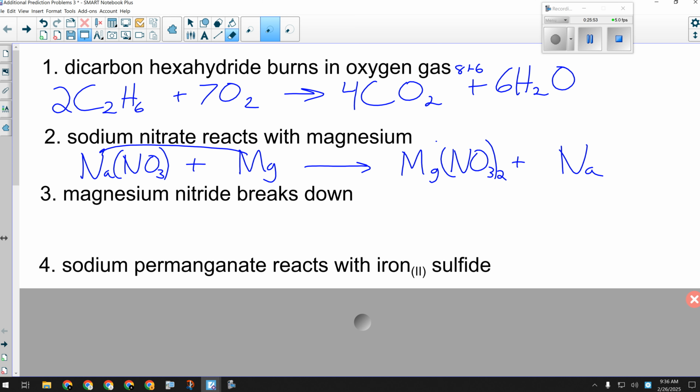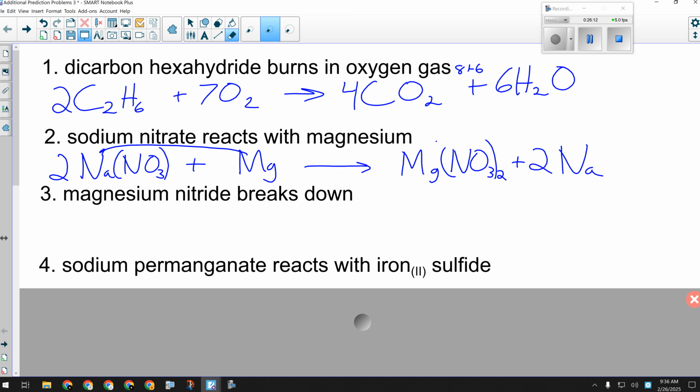What's my biggest number? 2. There are 2 nitrates right here, but there's only 1 on this side, so this needs a 2. That gives me 2 sodiums. So what needs to go here? 2. Yep, and then I think everything's balanced, right? There's 1 magnesium, so everything else is balanced.